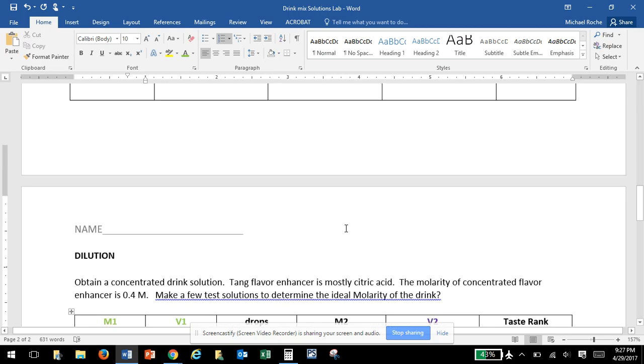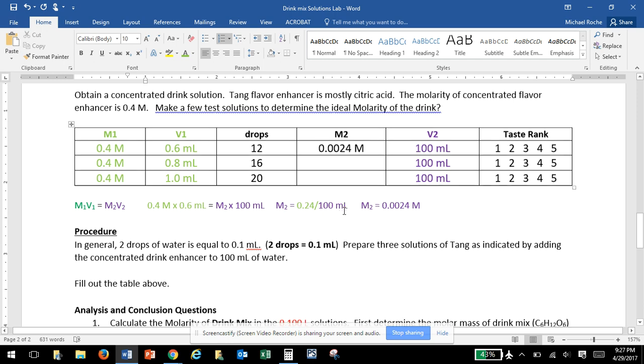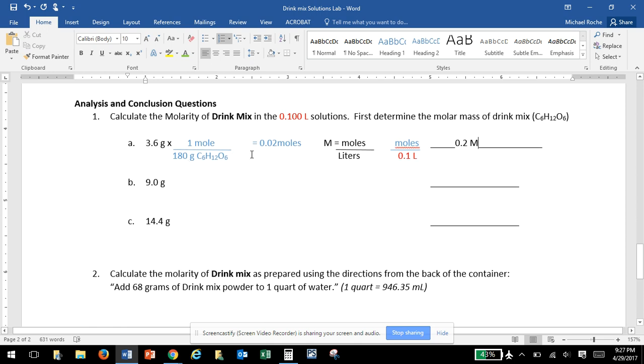So you should be able to now fill out this chart with your M1V1 equals M2V2. And remember, this was a concentration issue when we were using that very concentrated Tang. And in this situation, the molarity is when we had a weighed out solid and we had to convert that to moles and then divide those moles by the liters. So I hope that helps. And like I said, this shouldn't take but 20 minutes to finish this up.